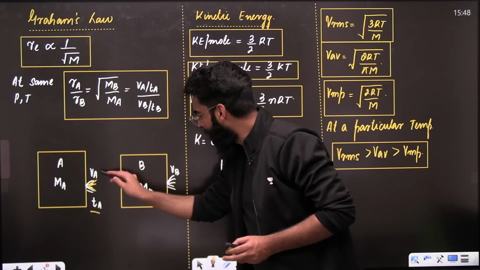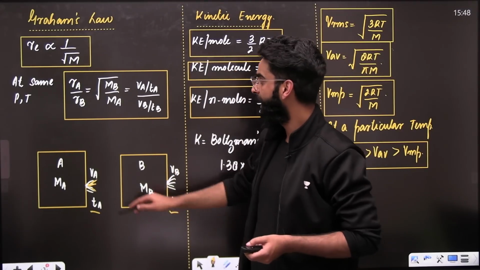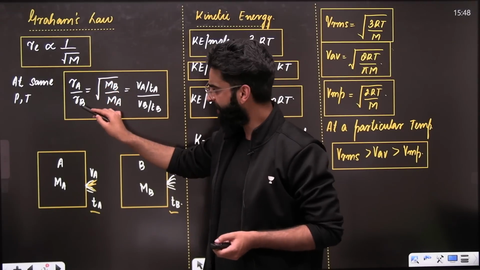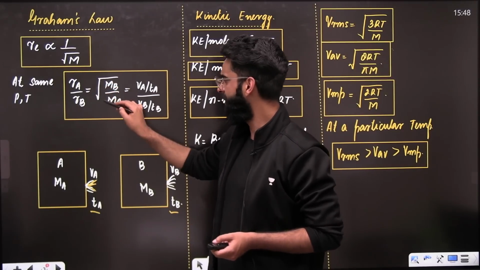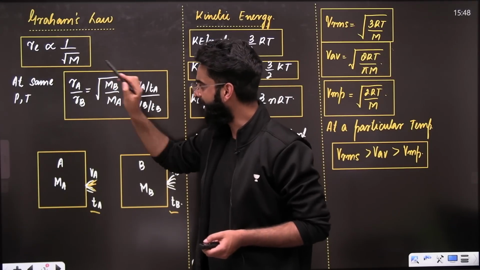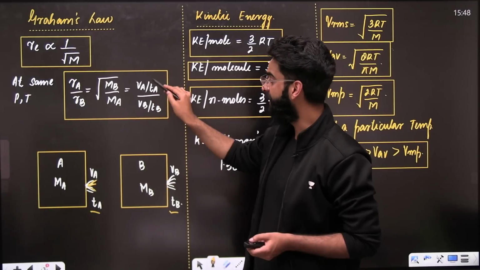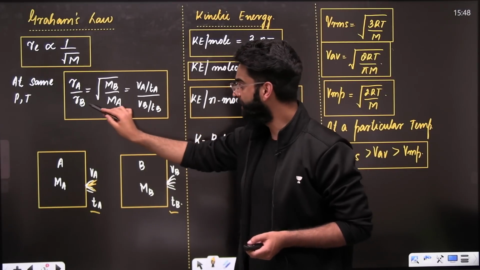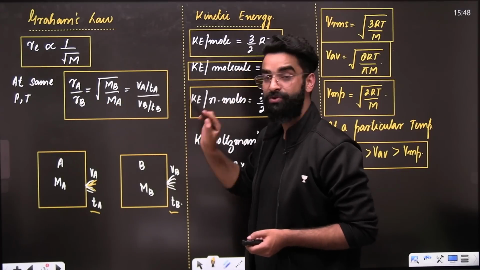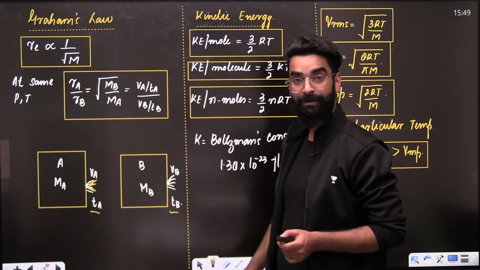Let's say I need to compare the rates of effusion of these two gases. How am I going to do it? Rate of effusion of A divided by rate of effusion of B is equal to the square root of the molar mass of B divided by the molar mass of A. Instead of rate of effusion of A, you can write the volume of A coming out of the container divided by the time taken by A. Similarly, instead of rate of effusion of B, you can write the volume of B coming out of the container divided by the time taken by B.